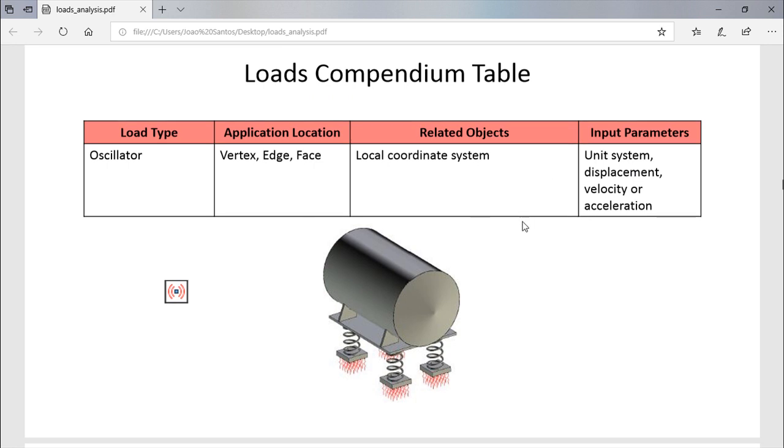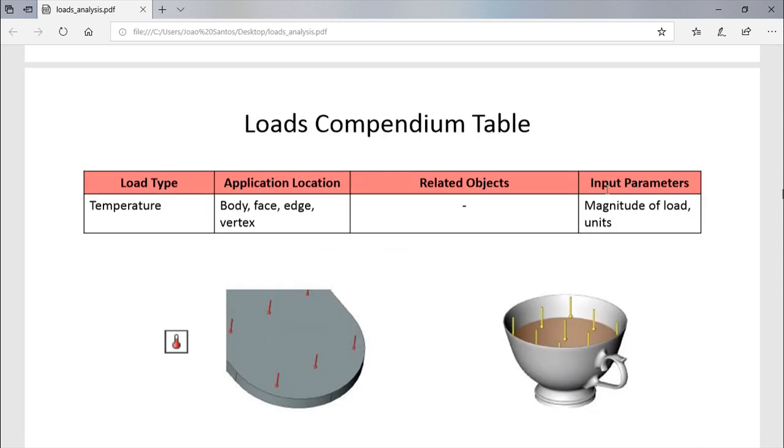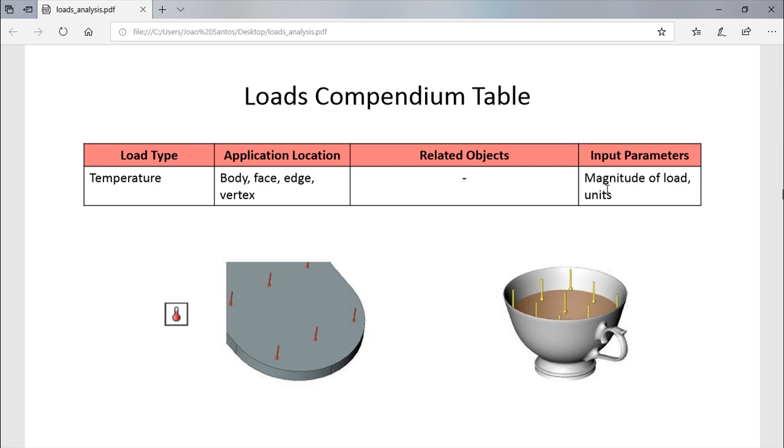Now, oscillator type of load applied on vertices, edges, or faces. We have only local coordinate systems, and in parameters, units, displacements, and velocity or acceleration. Moving to the final round of loads, thermal loads. So load type temperature, we apply it in several types of locations. So body, faces, edges, or vertices. We don't have any related objects, and we need to give only the magnitude of the load and the units.